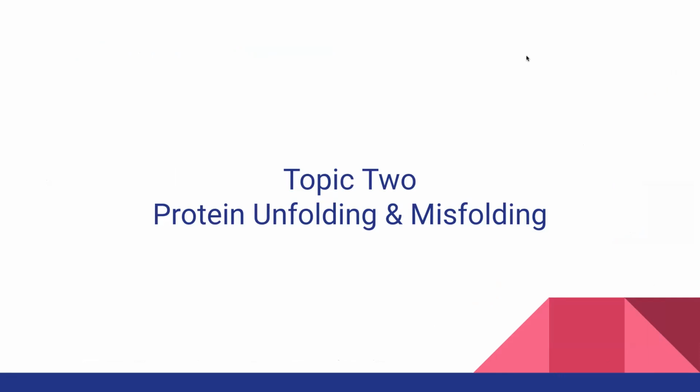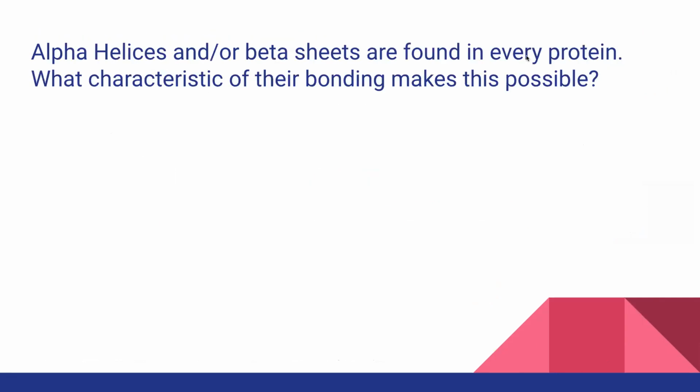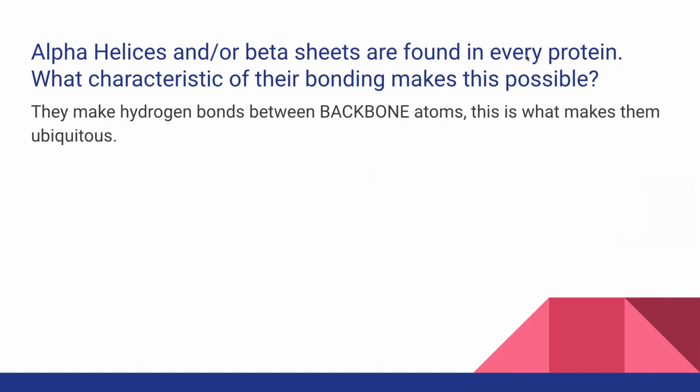Oh, question? Yeah. Do you want the answer? So the hydrogen bonds that happen between the backbone atoms are what makes it possible for these interactions to happen. The way to think about that is that you'll have backbone atoms in every single protein. And that's why you're able to have these evolutionarily conserved structures.